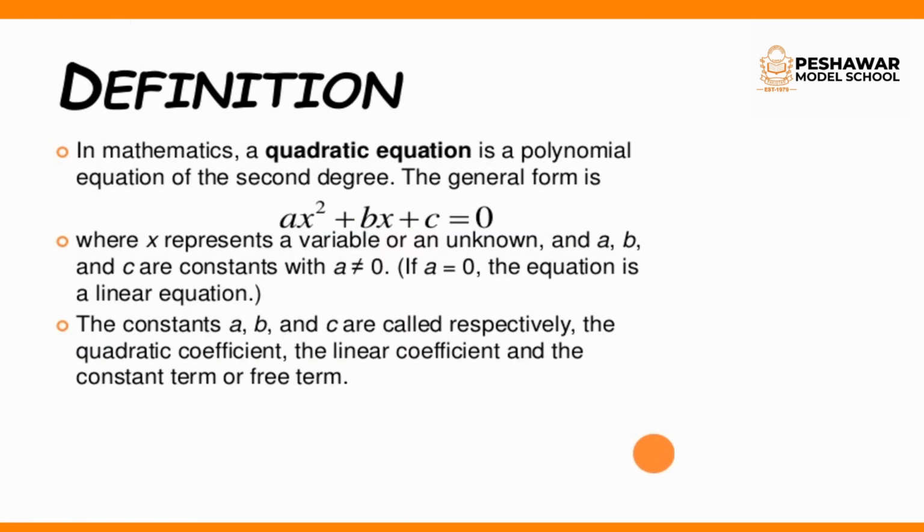So starting with the definition, in mathematics the quadratic equation is a polynomial equation of degree 2. The general form is ax² + bx + c, where a, b, c are constants and x is called a variable or an unknown.